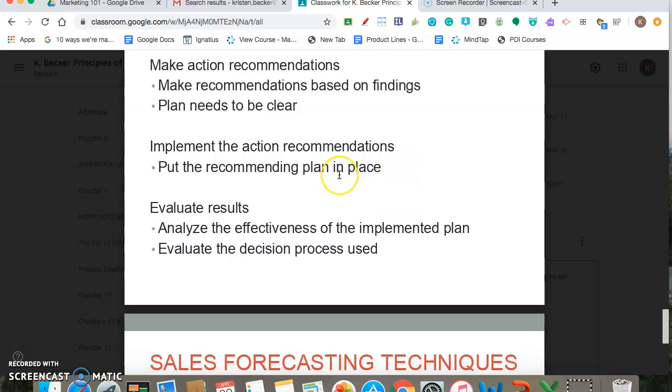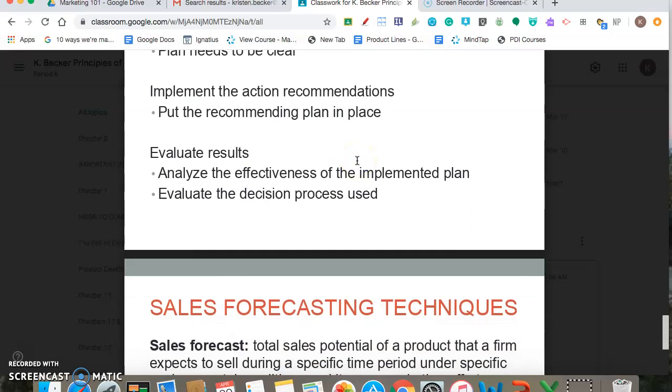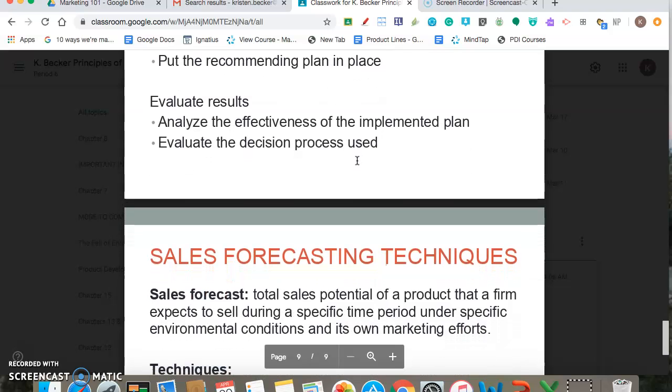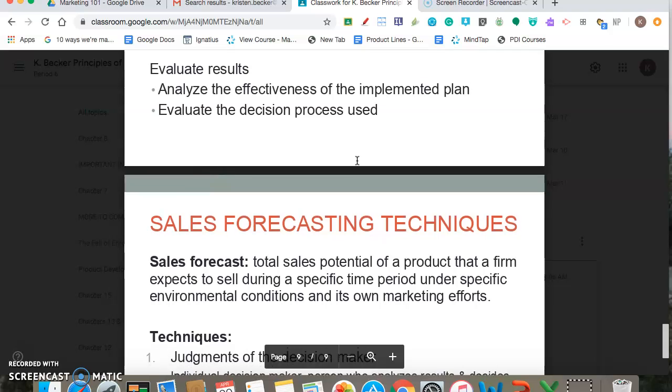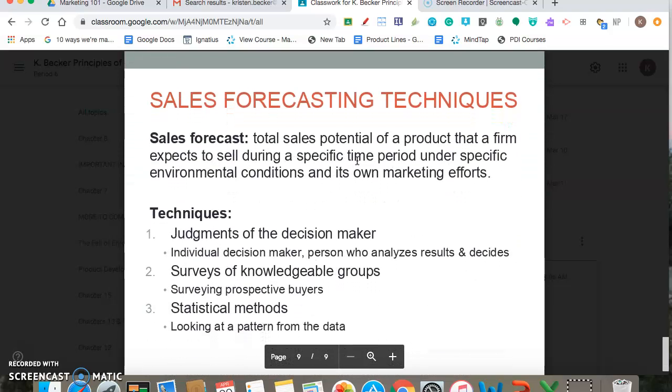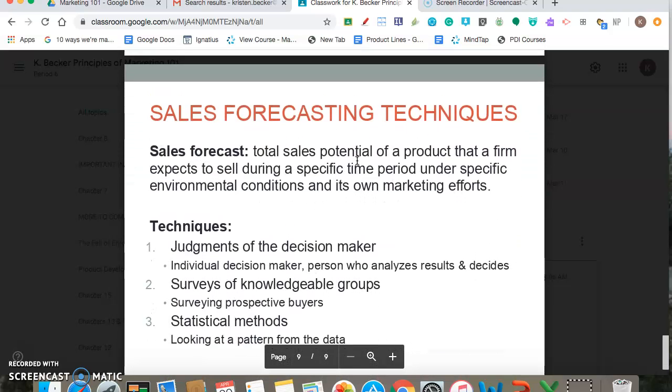Once your plan is implemented and the process has begun, then you need to evaluate your results. You need to say, wow, was it effective? Did the plan work? Did my methods of research work? Is that the way I should have researched? Okay, so you're evaluating the situation, right? Then, now finally that that's all done, now you need to forecast your sales.